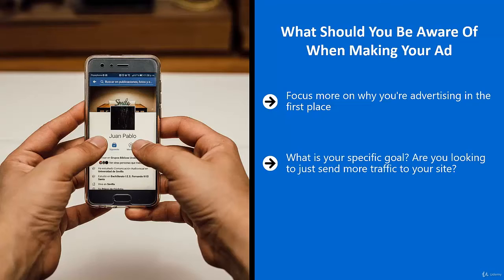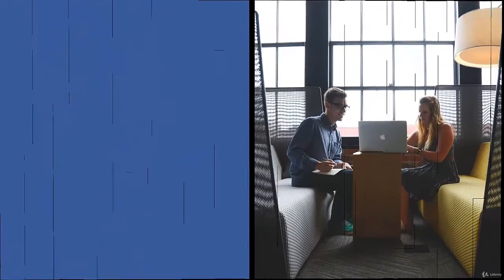What is your specific goal? Are you looking to just send more traffic to your site? Are you looking for more people to become aware of your brand so when you do run other ad campaigns, they're more likely to click? Are you looking to build up a mailing list? You have to optimize your ads based on the outcome you desire.